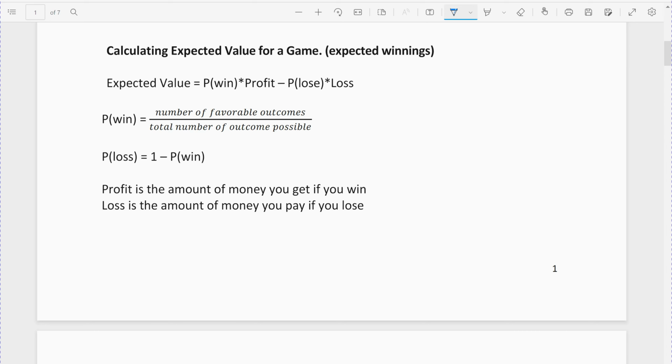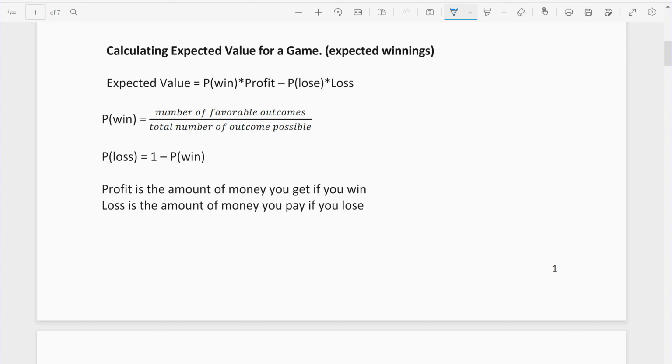The probability of winning and losing is that simple number of favorable outcomes to win divided by the total number of possible outcomes, the basic probability that we looked at early in this section. The probability of losing is the complement to that, which means if I have a 5% chance of winning out of 100%, that means I have a 95% chance of losing, right? Or a probability of 0.05 chance of winning means I have a probability of 0.95 of losing. Again, it should always add up to 100%, right?